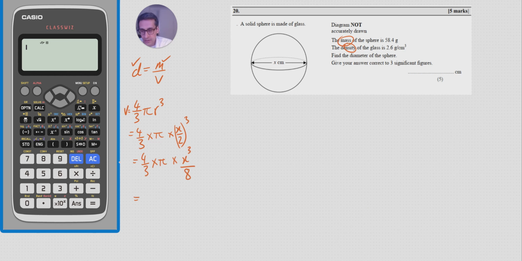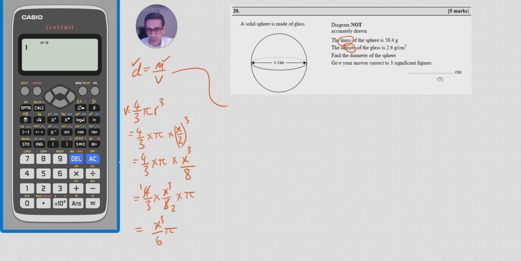We're going to tidy this up just by simplifying the fractions out. So 4/3, if I write this in another order, 4/3 times x cubed over 8 times pi. Well, the 4 I can divide by 4 and divide by 4 to get 2. And that leaves me with x cubed over 6 times pi. That is the volume of this sphere.